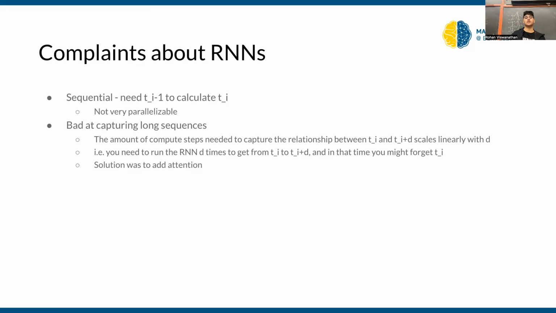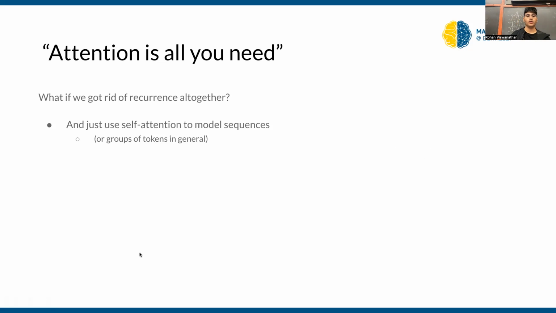The solution to this is adding attention. So, going into the meat of today: Attention Is All You Need is a very cool paper that talks about getting rid of recurrence altogether and using self-attention to model sequences or groups of tokens.